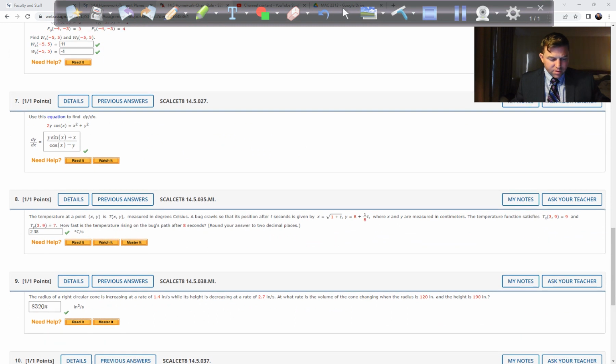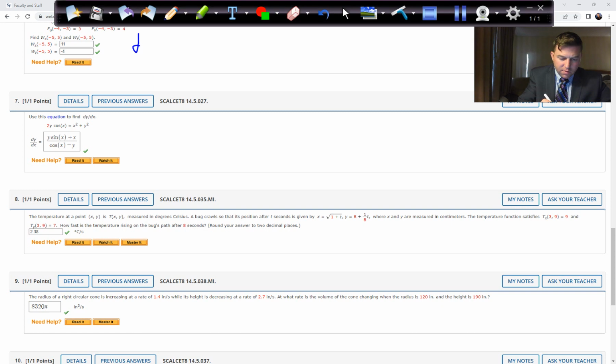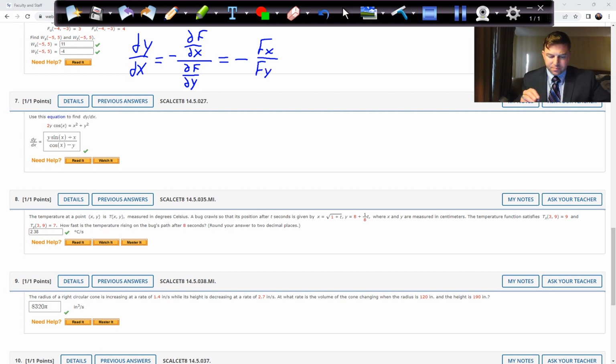Okay, 7 says use this equation to find dy/dx. Well, what's this equation? If you click on that, I'm not going to because it's going to draw us away from the screen. It will say this, dy/dx is equal to the negative of the partial derivative of f with respect to x divided by the partial derivative of f with respect to y. But in the nomenclature that I think is a little easier to write, this is minus fx over fy. So it's partial x and partial y.